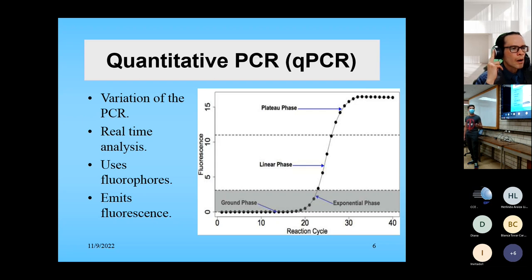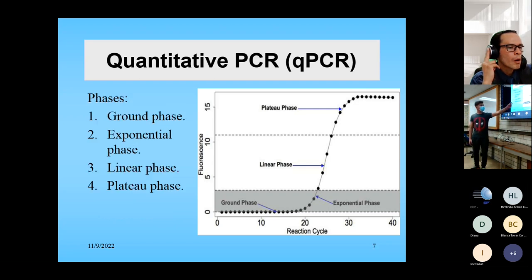The quantitative PCR, in short qPCR, is a variation of the PCR. This variation of PCR allows us to measure the amplification of the DNA in real time by the use of fluorophores that emit fluorescence. As we can see in this image, we can distinguish four different phases: a ground phase, an exponential phase that transitions to a linear phase, and finally to a plateau phase.